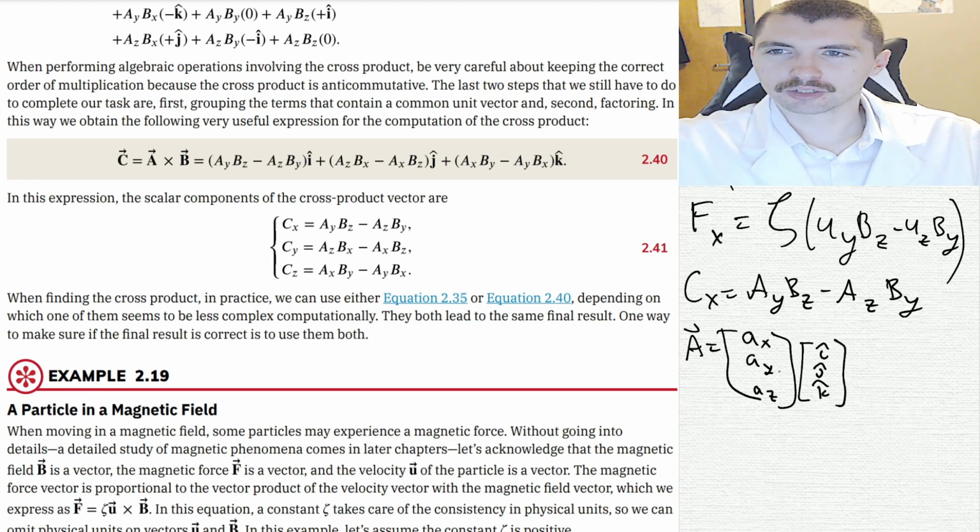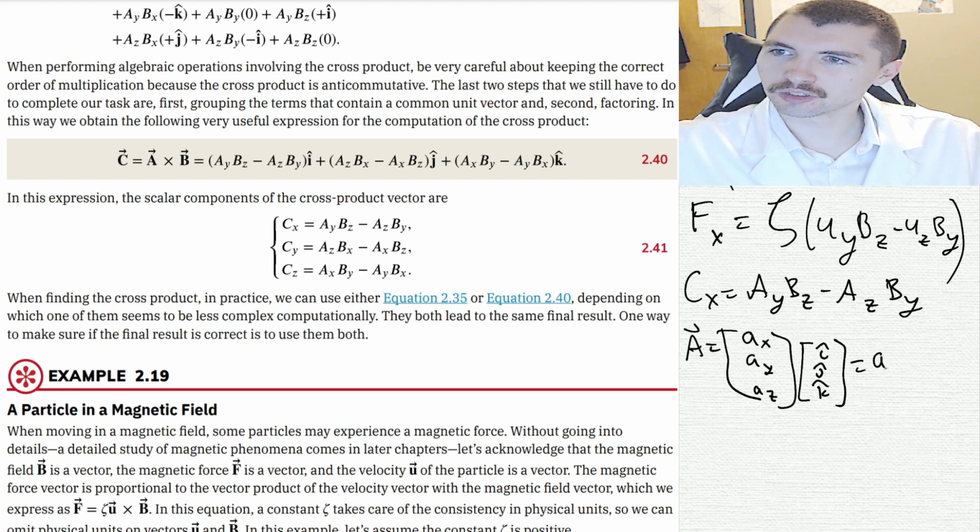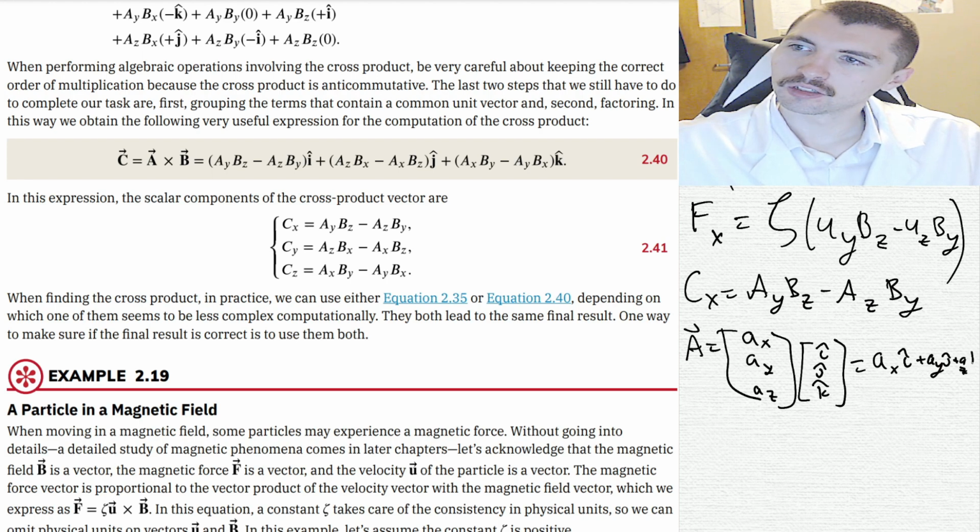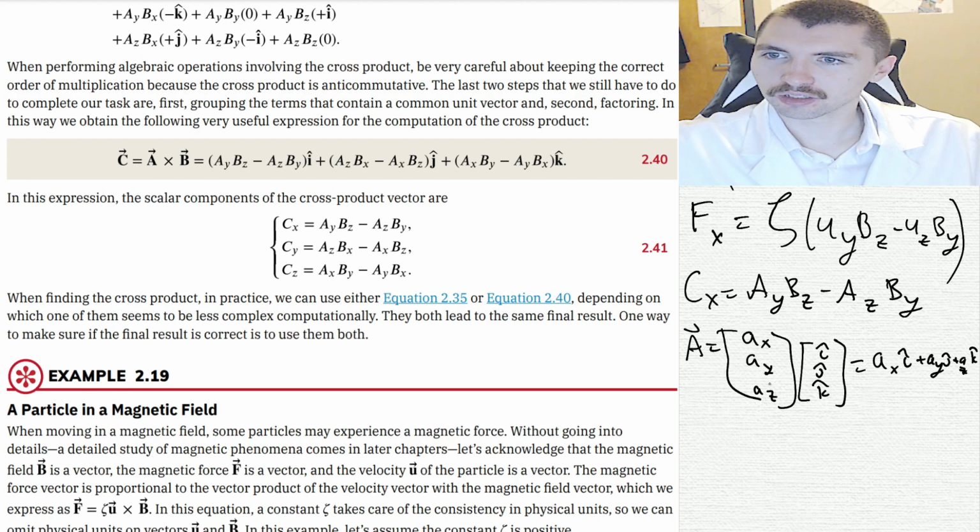So this is our vector. If you know how to multiply two vectors, this is equal to AX i plus AY j plus AZ k. Okay, so that's our vector, and it's saying the cross product is going to be AY times BZ.